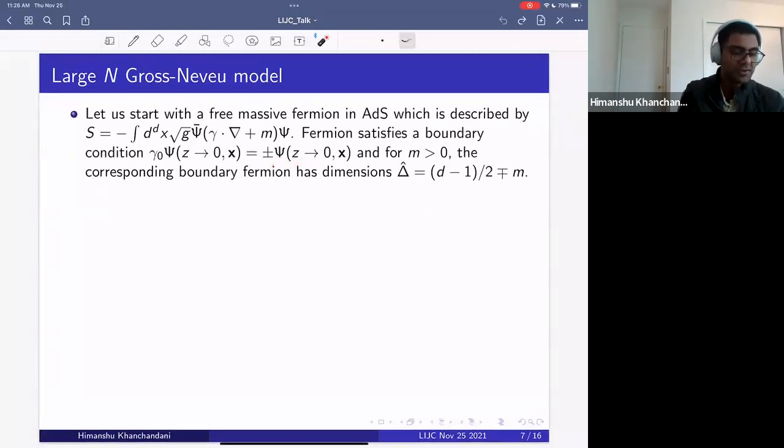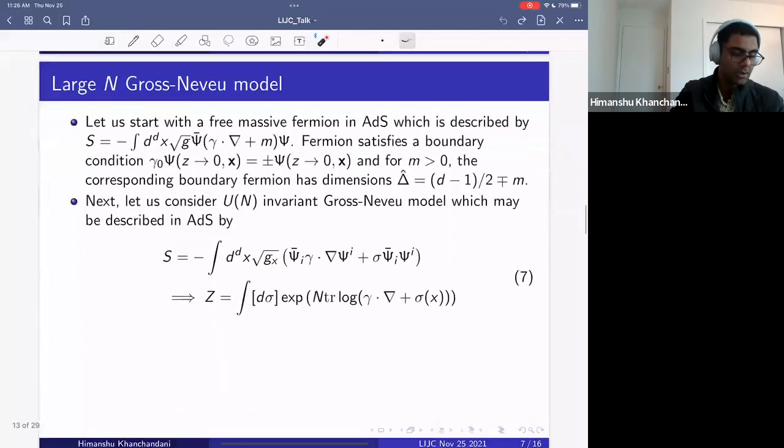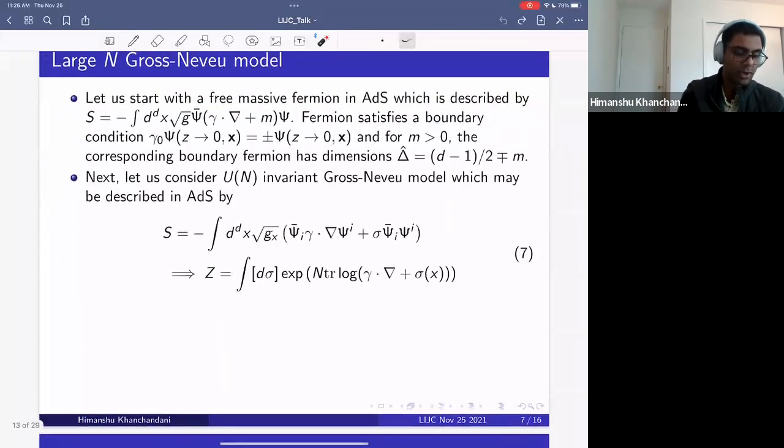And these two choices correspond to a boundary fermion operator of dimension (d-1)/2 minus m or plus m. Here I'm assuming m is positive. So this is all that happens for the free fermion. We can then consider the Gross-Neveu model in AdS. The Gross-Neveu model has n fermions and a Hubbard-Stratonovich scalar sigma, and there is a 3-point coupling between the two.